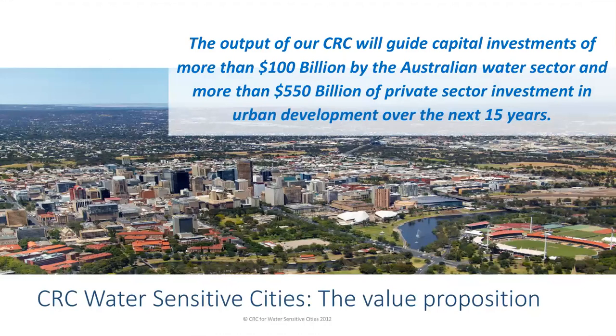The first one is water-sensitive cities. In 2012, the CRC was launched. It had a very ambitious goal, which was to transform urban water systems from a focus on water supply and wastewater, the taps and toilets view of water utilities, to more complex and flexible systems. And the claim of this research endeavour was that it would guide capital investments of more than 100 billion by the Australian water sector and more than 550 billion of private sector investment over the next 15 years.